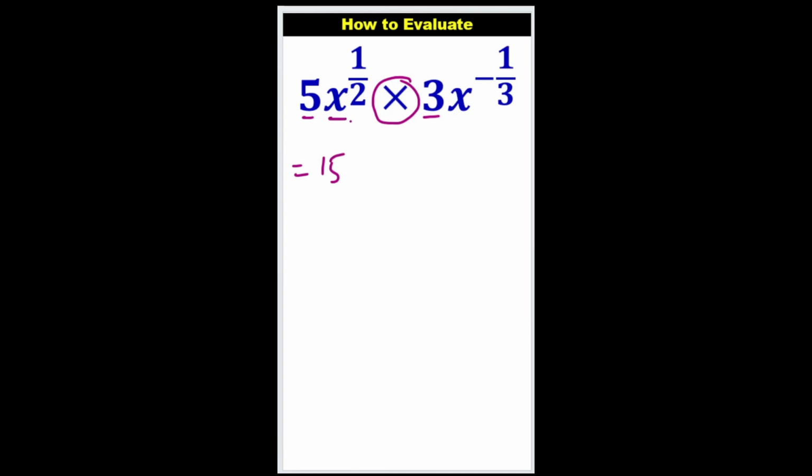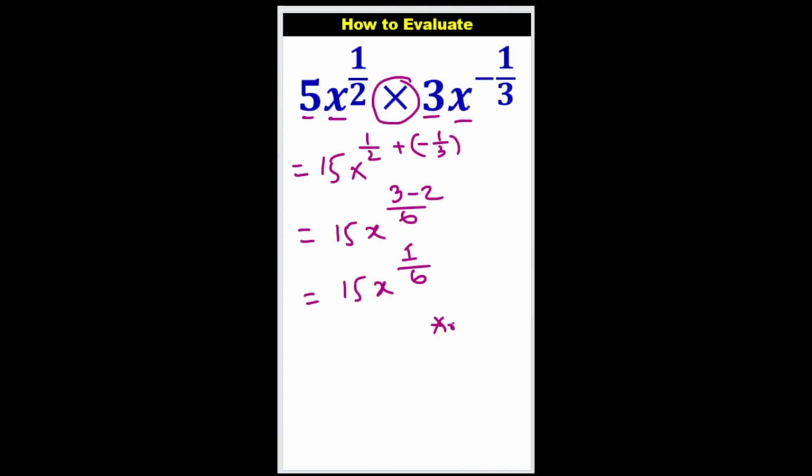And here is x to the power 1 by 2 and here is x to the power minus 1 by 3. So x, same thing, if the base is same, in multiplication the powers will be added. So here is 1 by 2 plus minus 1 by 3. So here is 15 x, LCM 6, so 3 minus 2, so here is 15 x, 3 minus 2, it means 1 divided by 6. This is the answer.